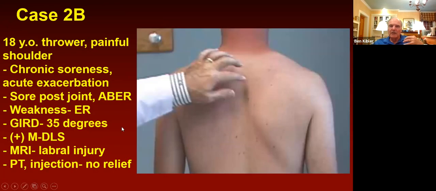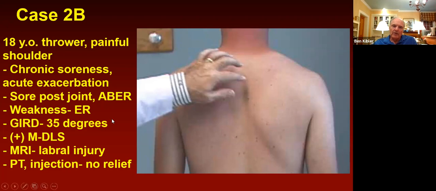Now, here's another thrower. This is a thrower with chronic soreness with acute exacerbation. He threw a fastball and had a pop. He's got soreness along the posterior joint line. He has pain upon abduction external rotation, weakness in external rotation at zero and at 90 degrees. He has internal rotation deficit, all the findings that throwers have. He has a positive DLS test, which is a labral injury, and he has a positive MRI. He's had injections without any relief.